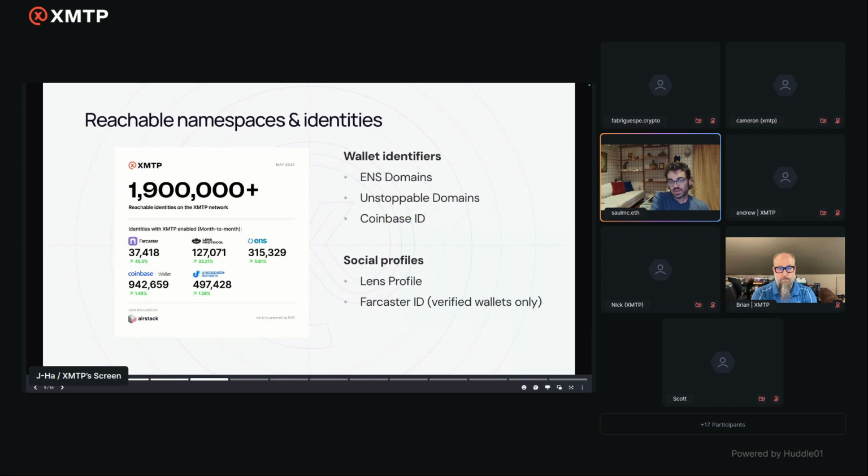ENS and Unstoppable Domains are both what we consider wallet identifiers, simple human readable names associated with wallets. Coinbase ID, also a wallet identifier. This is what I mentioned is actually using off-chain data that we have available. Social profiles, of course, are Lens and Farcaster, and there's some differences in how users actually use wallet identifiers versus social profiles that I'll get into momentarily. Next slide, please.